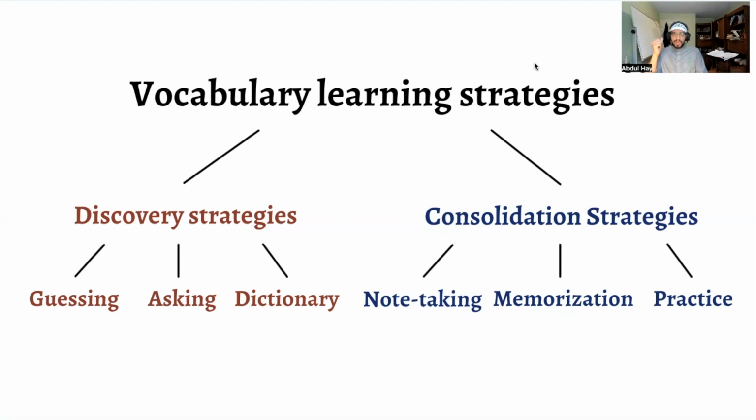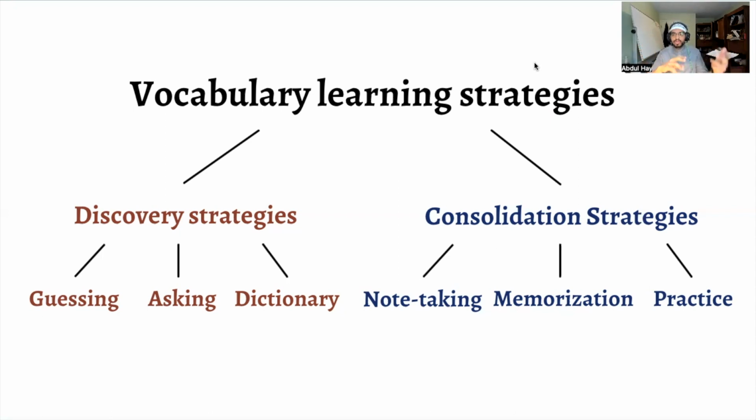So what are some vocabulary learning strategies that we can use? A lot of different strategies have been theorized throughout the years. This is just one strategy, but there are others out there. But this, inshallah, is one that I find to be very useful, and that's why I'm explaining it here. When you look at vocabulary learning strategies, they can be broken down into two different categories: discovery strategies and consolidation strategies.